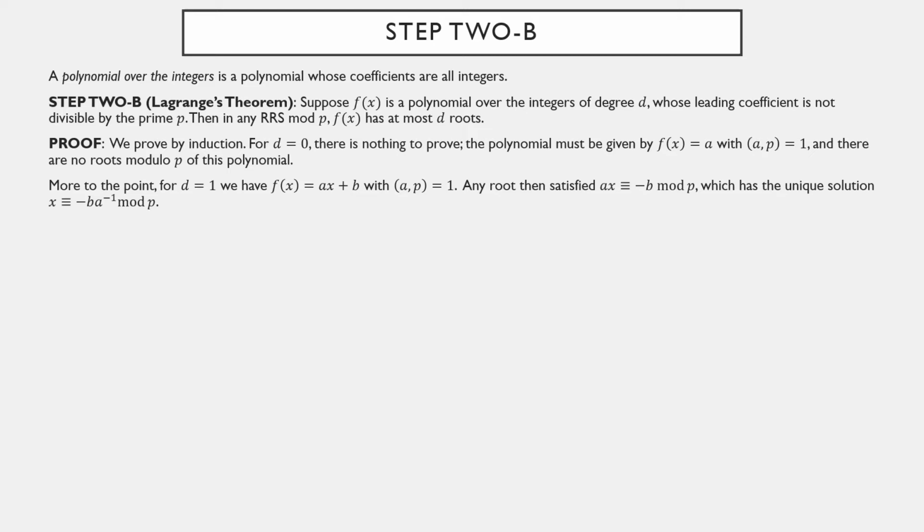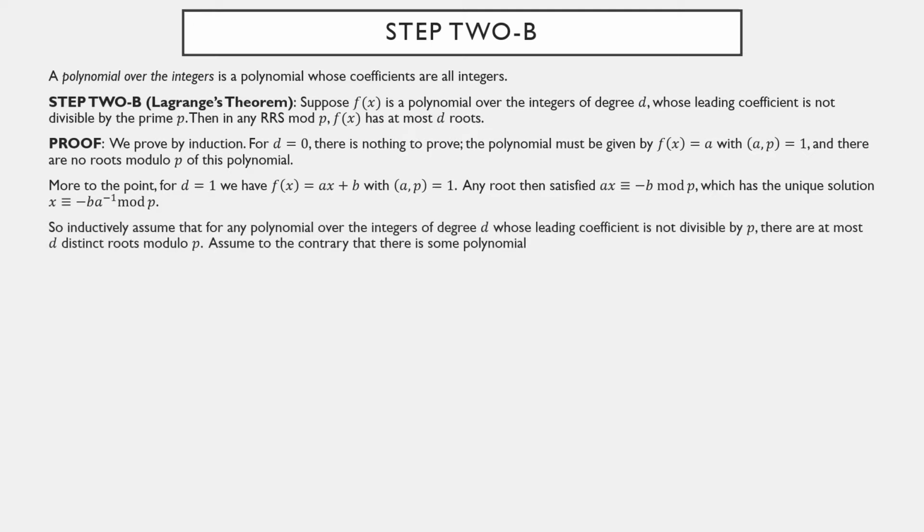Suppose f of x is a degree 1 polynomial, ax plus b, so a and b are both integers. But a has to be relatively prime to p because it's the leading coefficient. B, however, doesn't, but that's fine. So any root would therefore satisfy ax plus b equivalent to 0, or ax equivalent to negative b modulo p. This has a unique solution. Since a is relatively prime to p, it has an inverse. So multiply both sides by a inverse and get x is equivalent to negative b times a inverse mod p. There's one solution. So for a degree 1 polynomial, we have at most one solution.